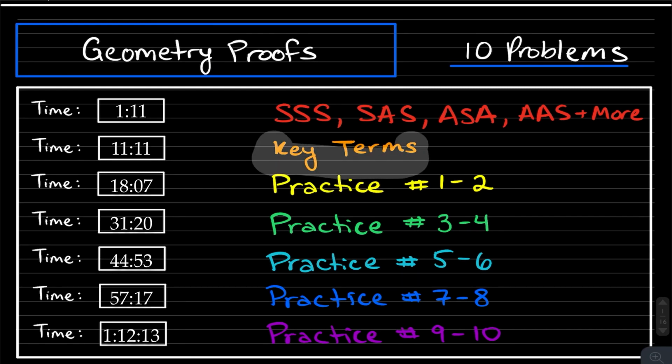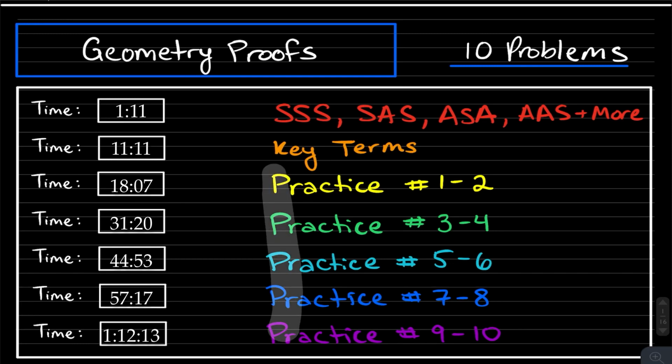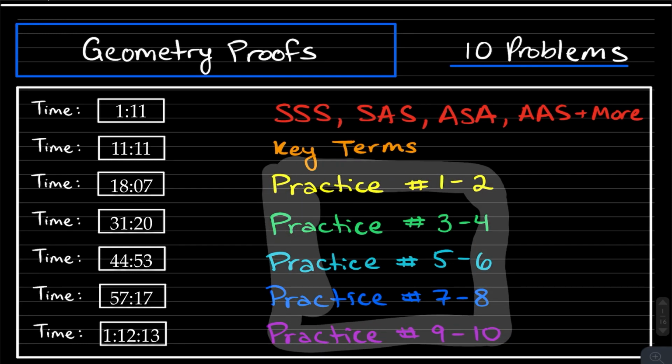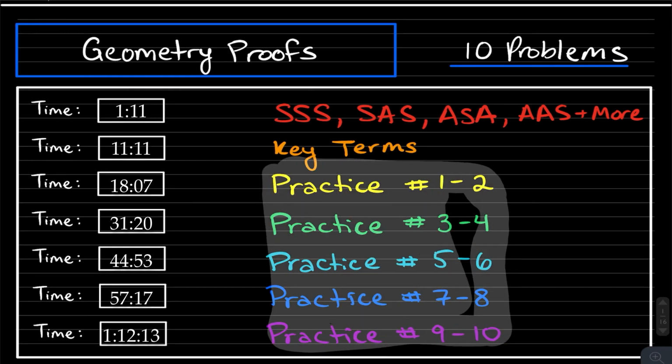We're also going to go through some key terms, things like the reflexive property, like vertical angles, right? We'll talk about what those different things are, because those are reasons that you're going to have to use in your two-column proof. And then we're going to be doing our practice problems right after that, and so yeah, hopefully this will help you out.